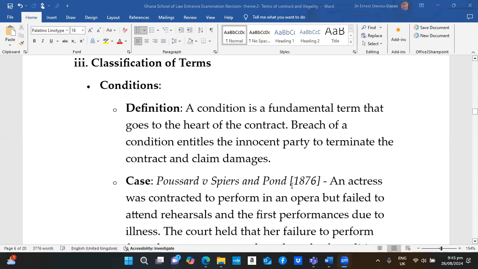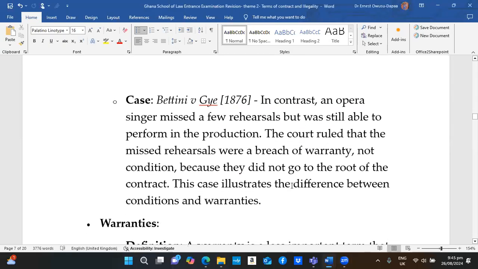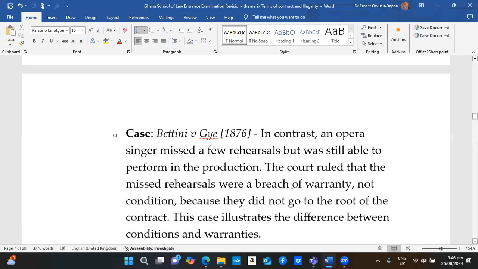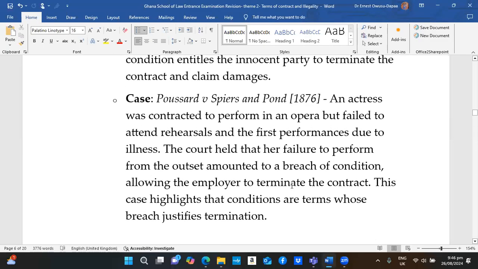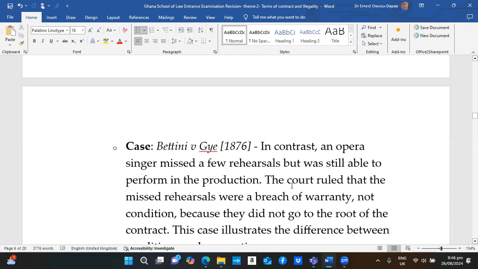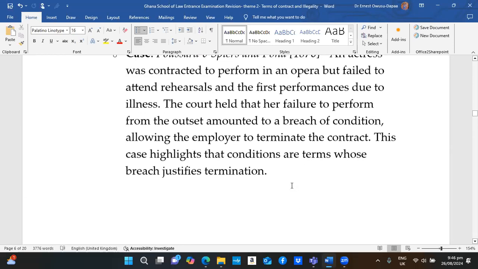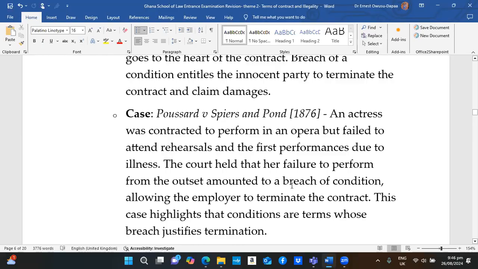On the other hand, if the particular term is not of major importance and is of relatively minor importance, when it is breached, the innocent party cannot treat the contract as having come to an end. So the breach is what they call a non-repudiatory breach, in the sense that you cannot terminate the contract. So typically, the cases, as you remember, which are used to illustrate this are the case of Poussard and Spiers, and then the case of Bettini and Gye. So if you look at Poussard and Spiers, you know it already.